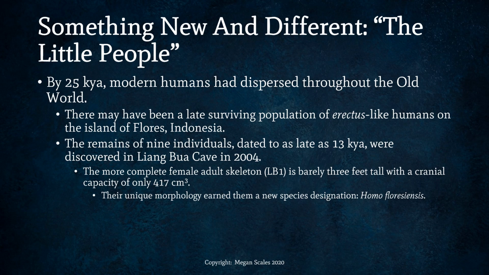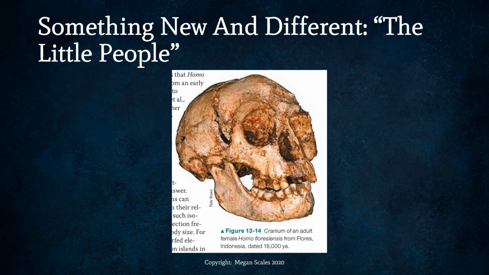cave in 2004. The more complete female adult skeleton, LB1, is barely 3 feet tall, with a cranial capacity of only 417 cubic centimeters. Their unique morphology of just being extremely tiny people earned them a new species designation, Homo floresiensis. And here's an example of what the skull would look like, or the fossil found.